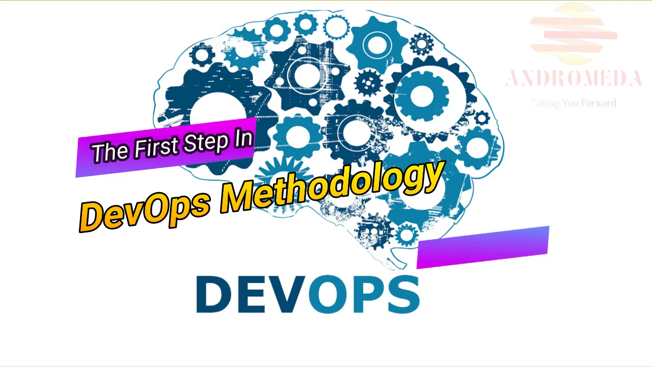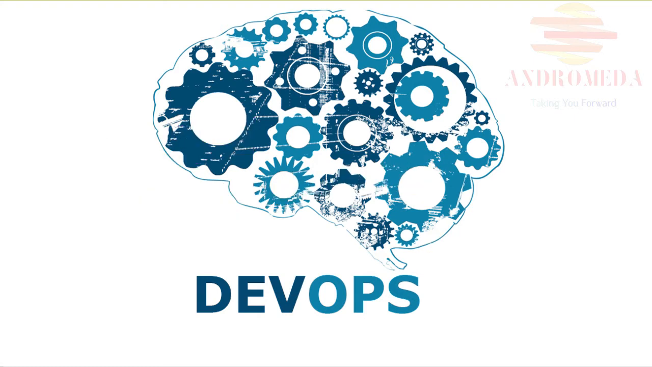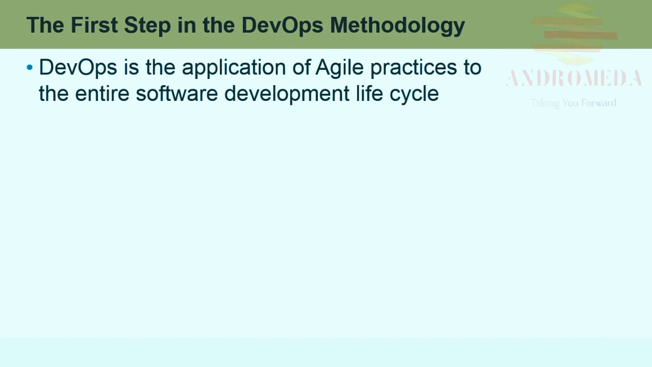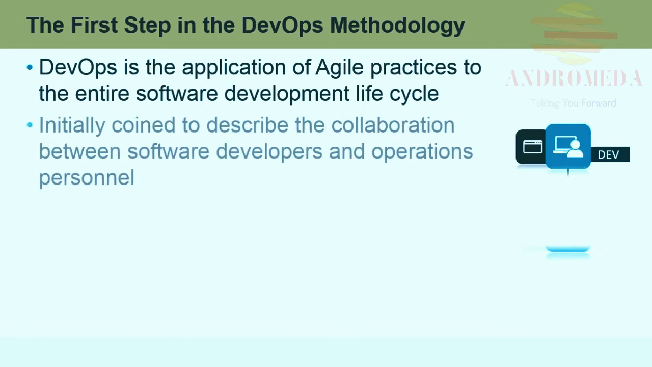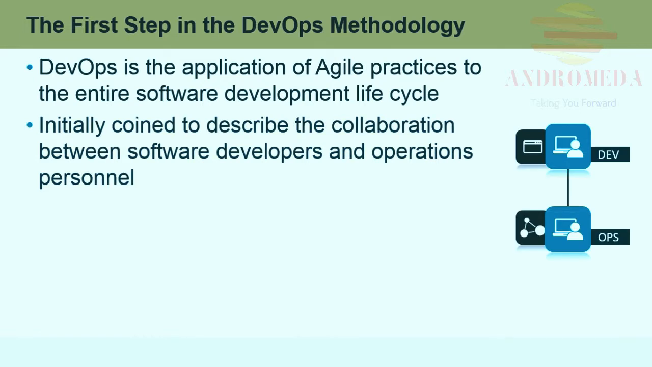DevOps is a software development methodology that stresses intercommunication between software developers and other personnel such as testers, designers, quality assurance, and operations. Since the term was initially coined to describe the collaboration between software developers and operation personnel, both roles were concatenated to form the word DevOps. DevOps is a direct descendant of the more established Agile software methodology.